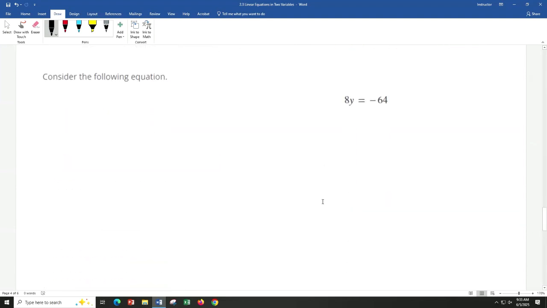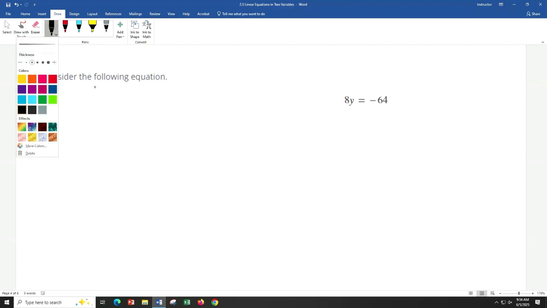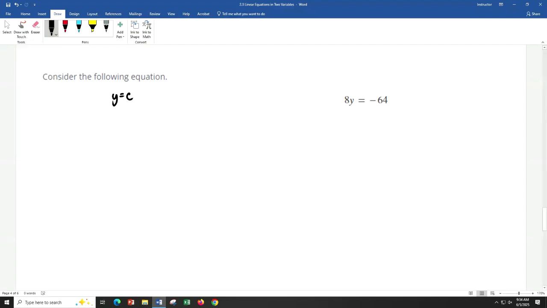Tell me, without really having to look at it very carefully, consider the following equation. Will this be a horizontal or vertical line? Horizontal. There's no X, exactly. So when there's no X, you just have a Y value. You have something of the form Y is equal to C, which automatically tells me this is going to be a horizontal line. And now we just got to find out, where is that line crossing the Y-axis?